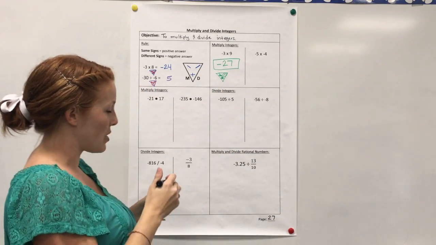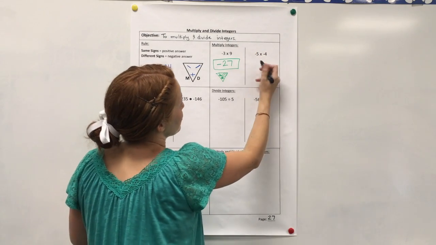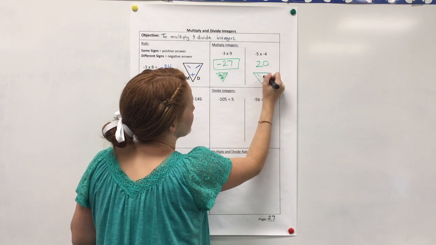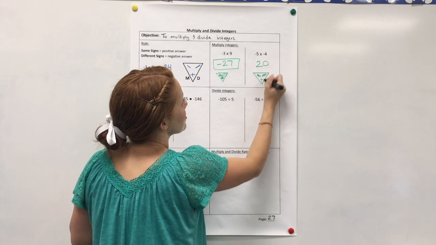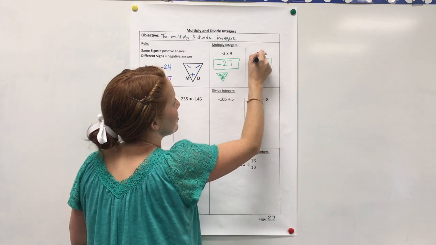Okay, so now let's look at this one. 5 times 4, well, if I ignore the signs first, 5 times 4 is 20. And let's put a little mad face on here to help. We have a negative, cross it out. We have a negative, cross it out. So we're left with positive, so that's positive 20.